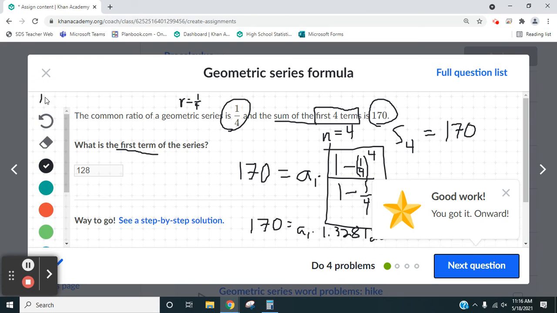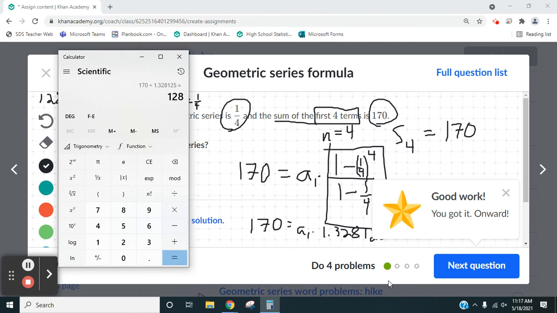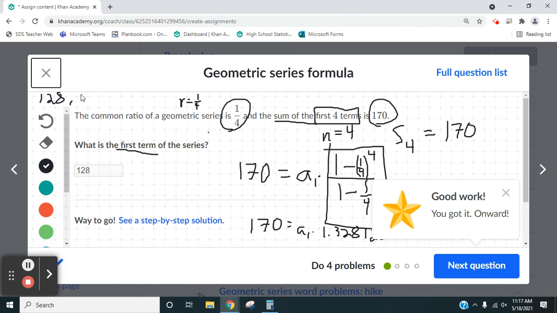Okay, you could also check it. You could do 128 and then find the next 3 numbers and then add them up, right? Doesn't it say ratio is 1/4? So I can figure out what's 1/4 of that. Well, remember, you're multiplying by a fraction, so the numbers are getting smaller. You know what I mean? So 32, the next number would be 8, and the next number would be 2. So if you add up those 4, starting at 128, you should get 170. All right, so those are the 3 different kinds.